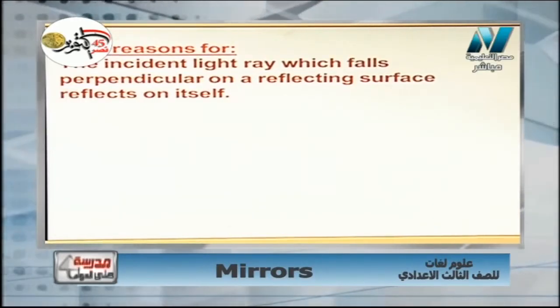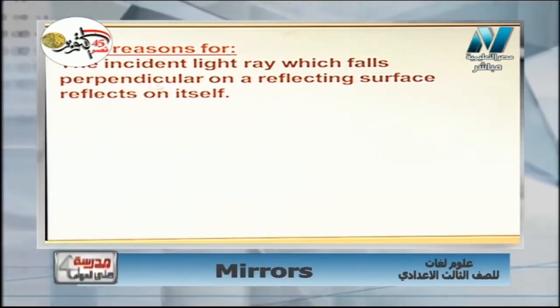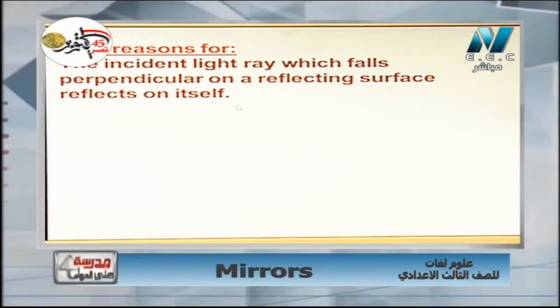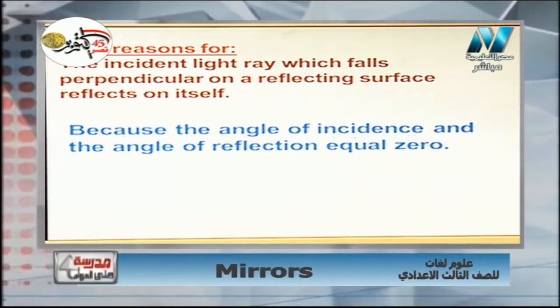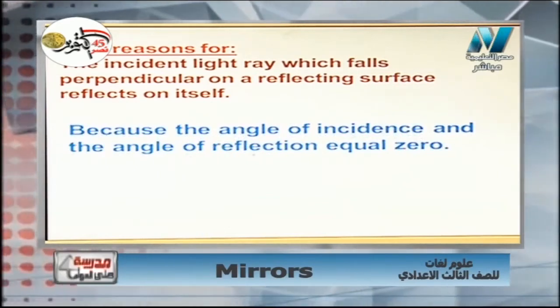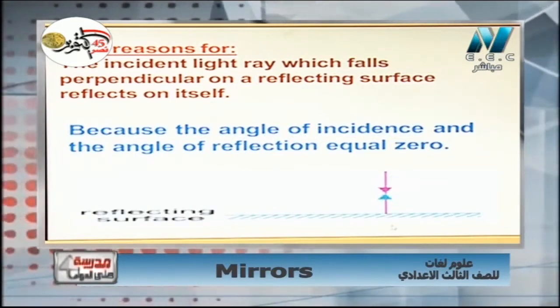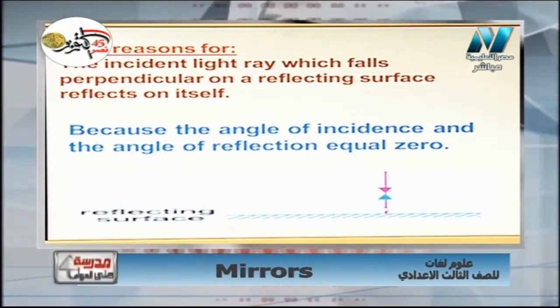Now give reason. The incident light ray which falls perpendicular, what is meant by perpendicular? With angle 90 on a reflecting surface, it reflects on itself. Why does it reflect on itself? Because the angle of incidence equals the angle of reflection equals 0, like this diagram. So it will fall and return on itself. The angle between them is 0.